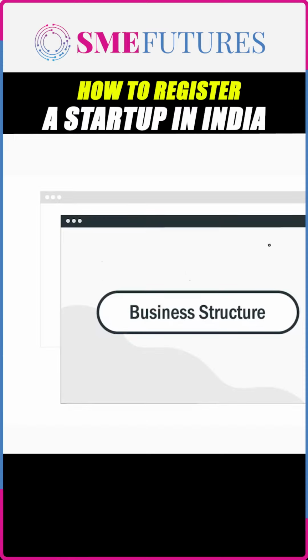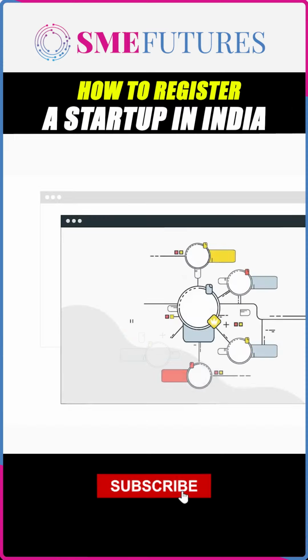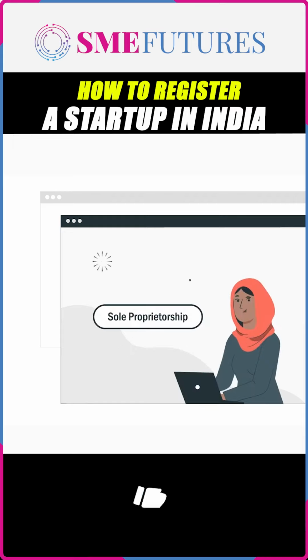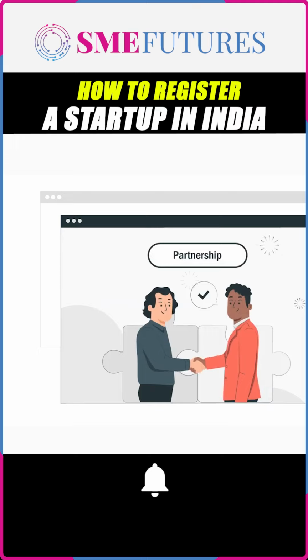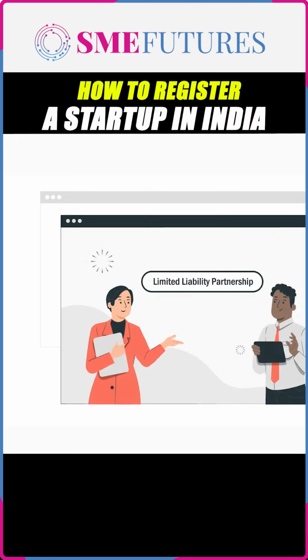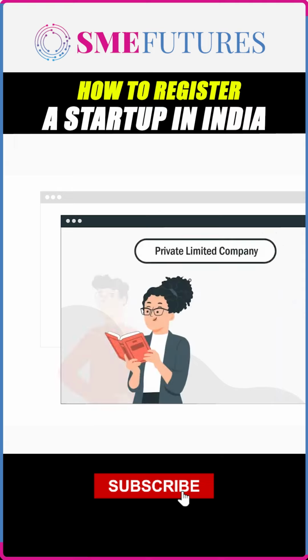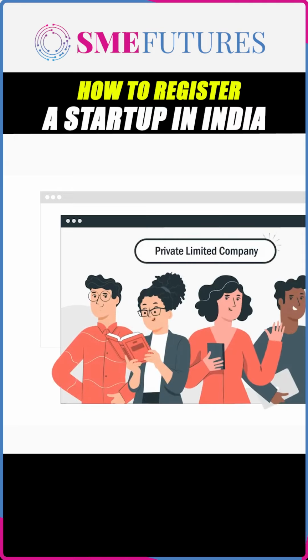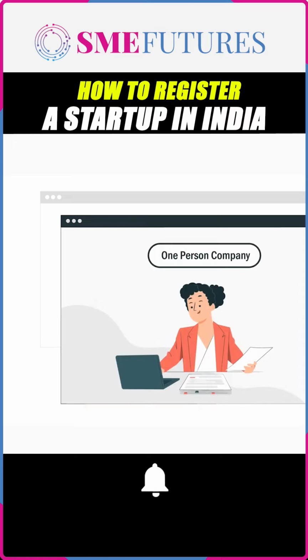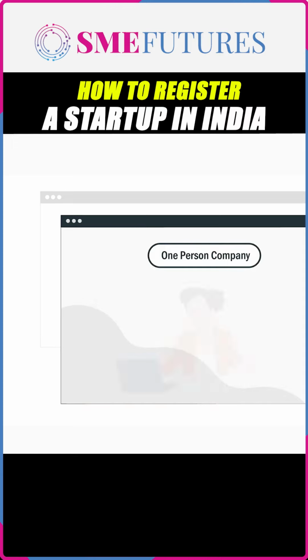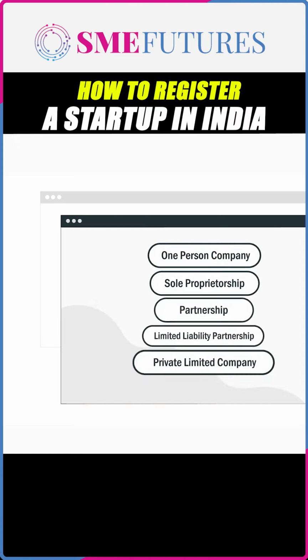Step 2. Decide on a business structure. Next, decide what kind of business you want to register. The common types are sole proprietorship if you are the only owner, partnership if you have one or more partners, limited liability partnership if you want a flexible business structure with limited liability, private limited company if you want a more structured organization with limited liability and the ability to raise funds, one person company if you are a single owner wanting limited liability. Choose the one that best fits your needs.